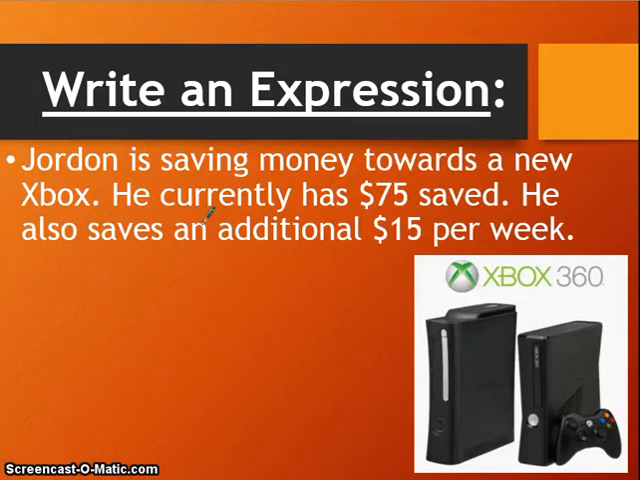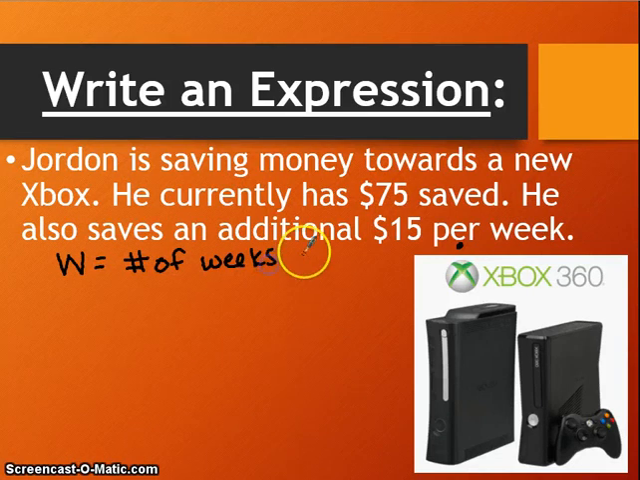Let's look at another example. Jordan is saving money towards a new Xbox. He currently has $75 saved. He also saves an additional $15 per, which means per, multiply, week. Well, we don't know how many weeks he's been saving. So let's let W equal number of weeks he has saved.